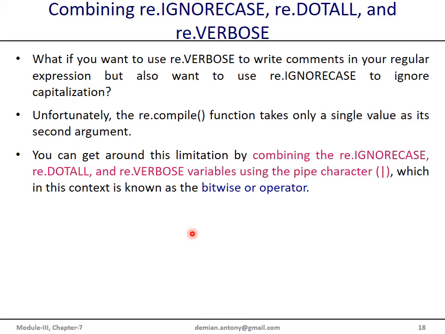Combining ignore case, .all and verbose. If you want to use verbose to write comments in a complex regular expression, and also you want to use ignore case to ignore capitalization, we cannot supply both as parameters to compile, because compile will take only a single value for the second argument. What we have to do is combine these different options with the pipe character.